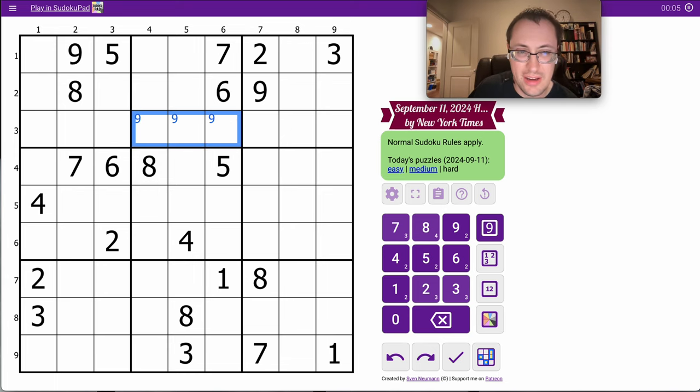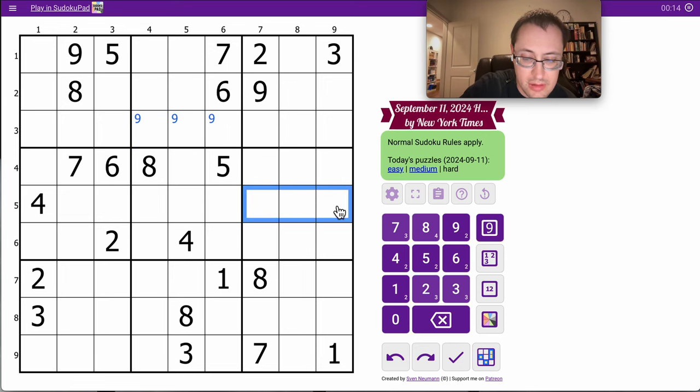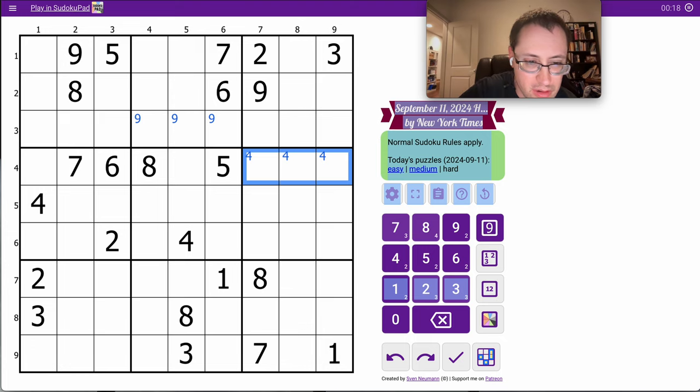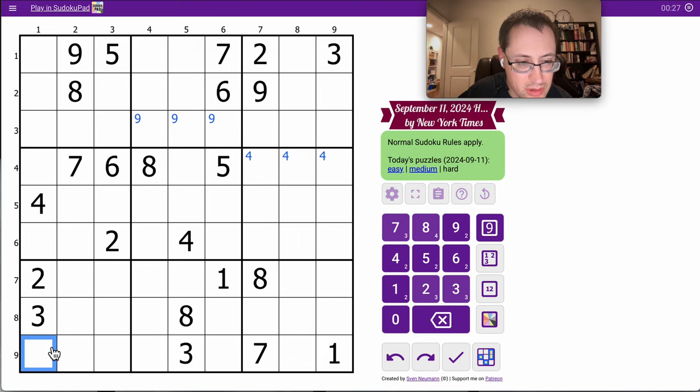I'm going to start with a 9 in row 3, region 2. And that's all I get for the top rows. Indeed, there's nothing in row 3. Interesting. Oops, no, 4 goes there. 7652 in the middle row, so I'm done otherwise.